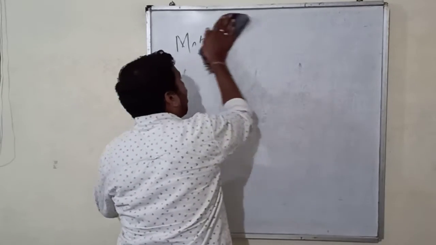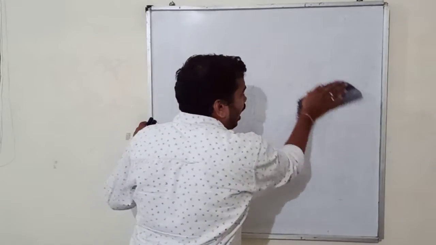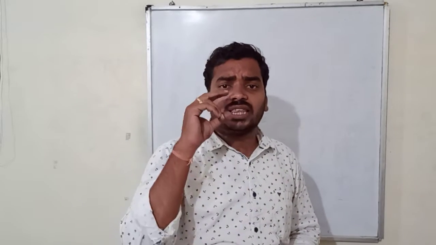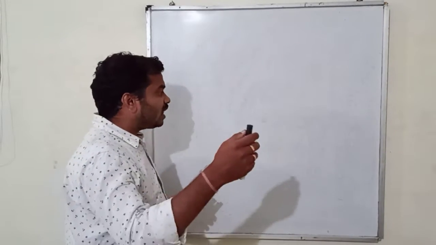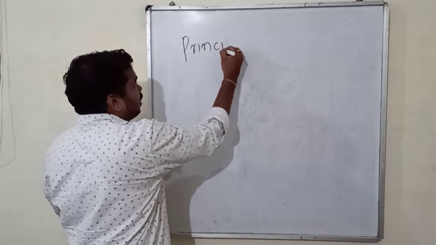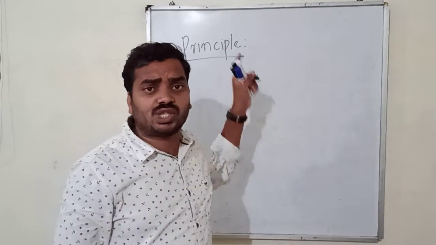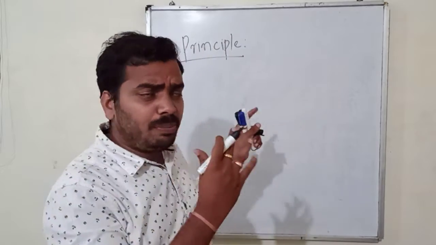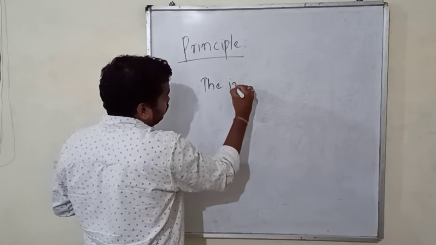Because all the time I am discussing image formation, right? In the aim also I have emphasized image formation. So what exactly is this image? How are images formed? To say this, it is the principle. The science behind the activity is called the principle. The principle behind this is the image is formed.